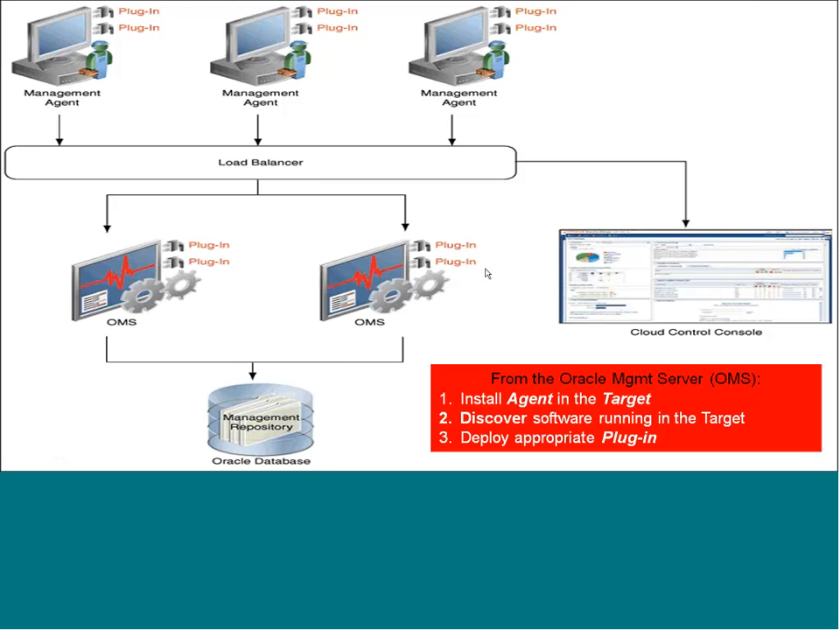So again, in summary, you have the OMS, and you first install the agent in the target. Once that agent is at the target, through a process of discovery, you can find out what is the appropriate plugin to deploy on that server in the back end. Ahilan, do you feel like adding anything here? I want to make sure that at this point I haven't missed anything.